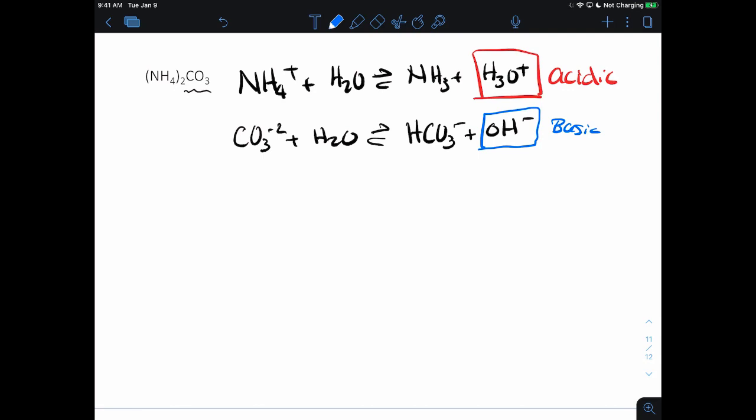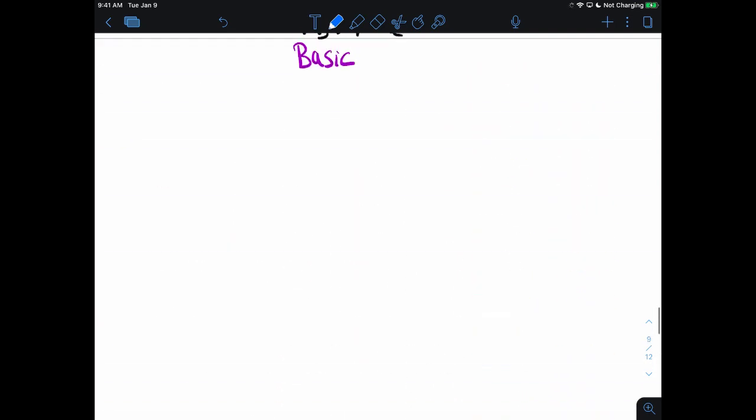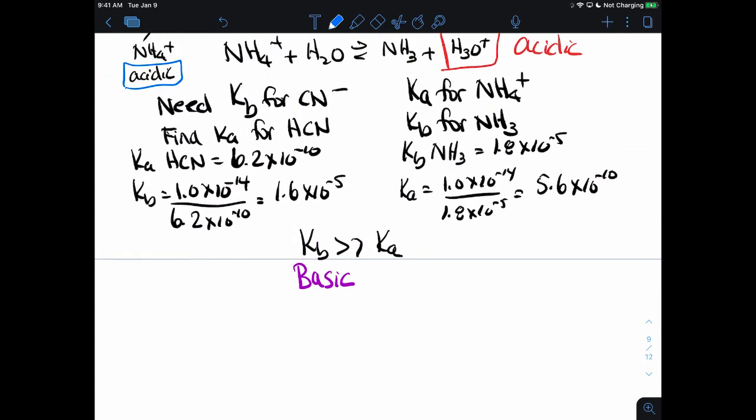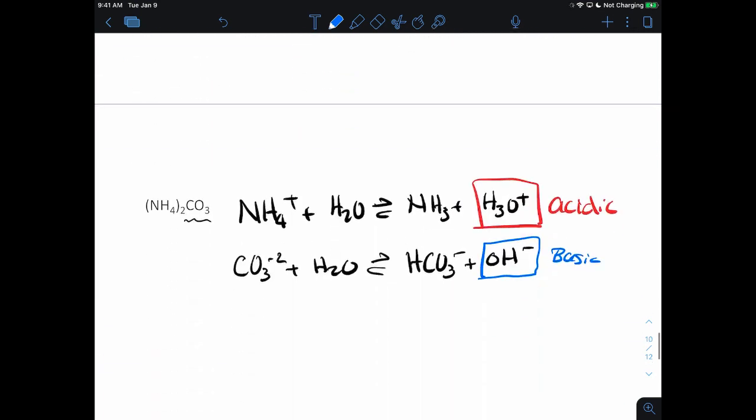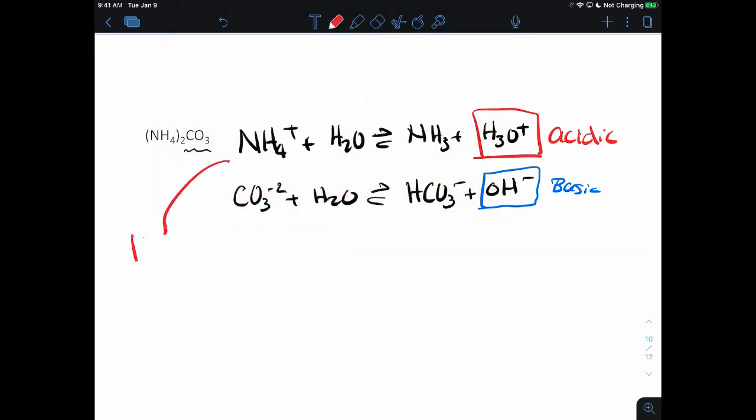So we've got competing acid and base, so we need to compare the strength of the first reaction, how much it goes forward, to the second reaction, how much it goes forward. And to do that, we need to compare equilibrium constants. Well, in the previous problem, we found the Ka for ammonium was 5.6 times 10 to the negative 10. That will still apply here.